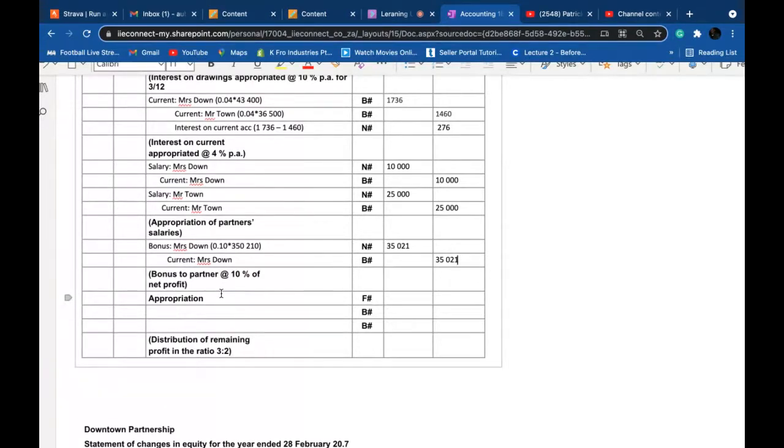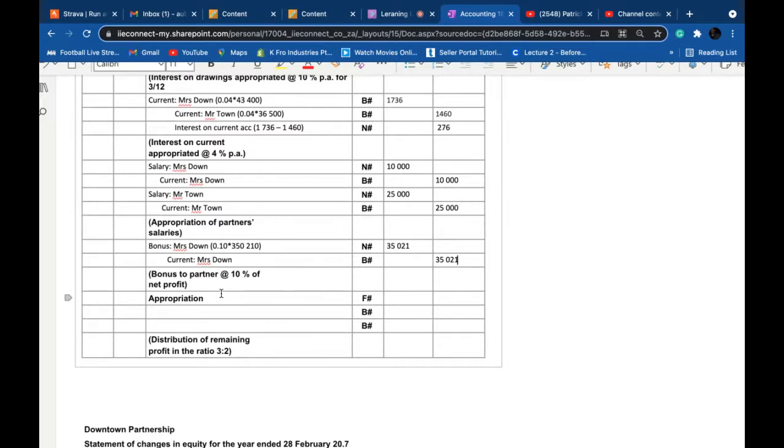Okay, then what's the last thing that they have for us there? They say the remaining profit or losses must be distributed between partners Down and Town in the ratio of 3:2. Round off to the nearest rand. Okay. So basically, Mrs. Down owns 60% of the business and Mr. Town owns 40% of the business. Okay, right.